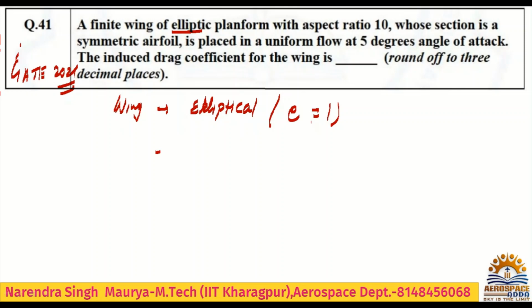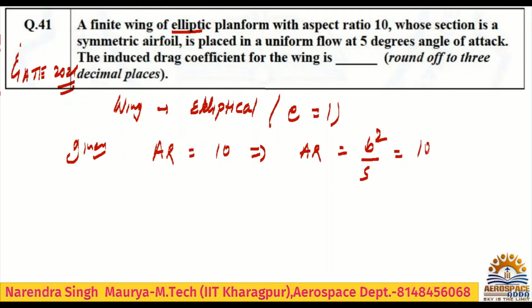Anyway, they have given the aspect ratio data. How much is it? It is 10. You know very well the aspect ratio formula: it is nothing but span squared divided by plan form area. Aspect ratio is equal to span squared divided by plan form area. Directly they have given the aspect ratio, so there is no need to calculate. Sometimes they may give span and plan form area so that you can calculate the aspect ratio. Here it is given directly as 10.